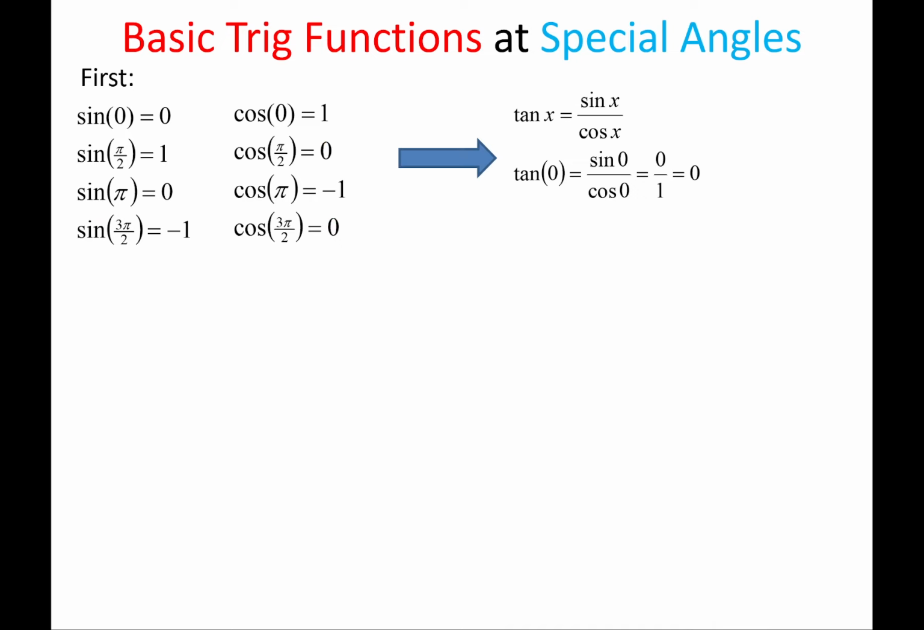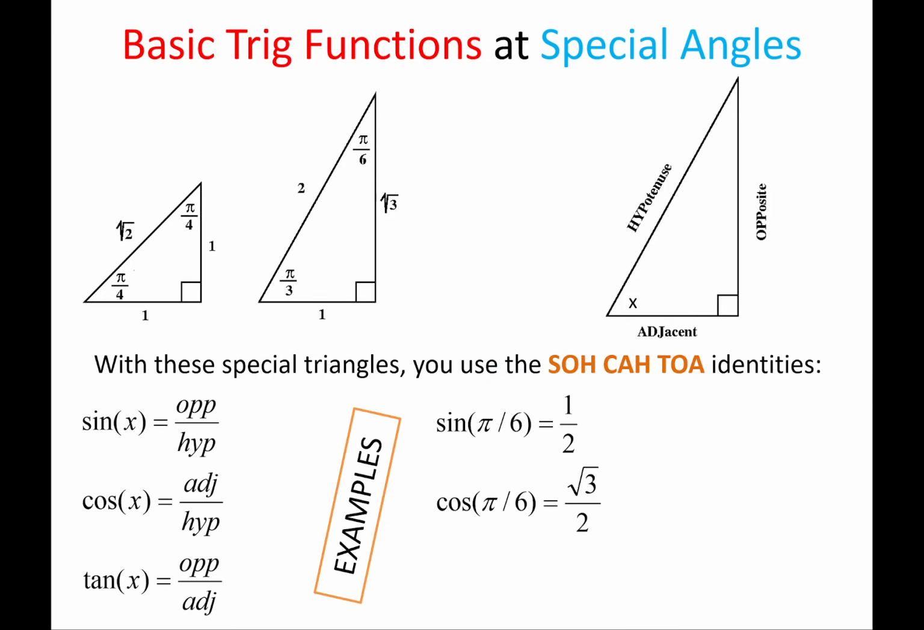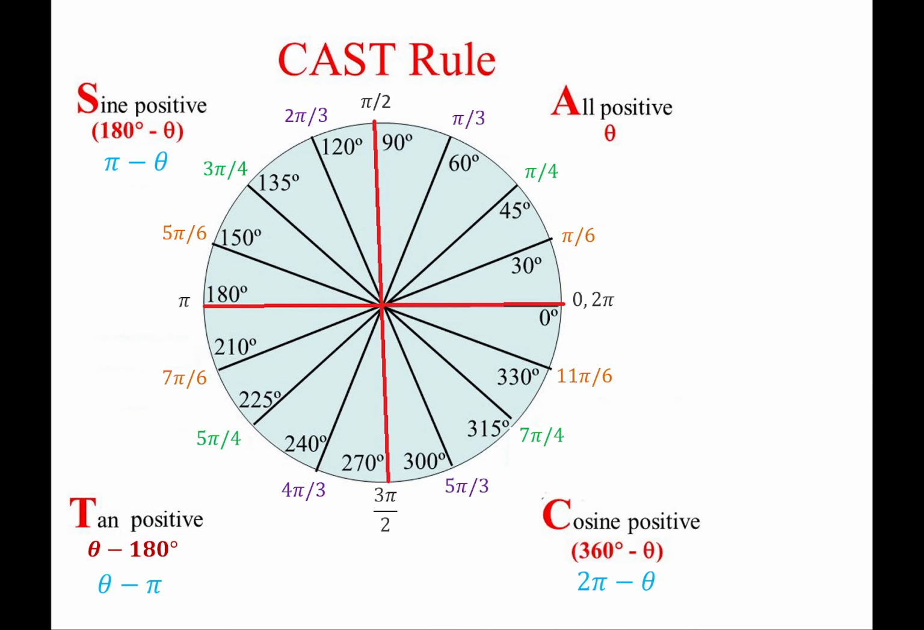Okay. So that's where the CAST rule comes from. It's a quick way to determine whether the output of a trig evaluation at an angle in a certain quadrant is going to be positive or negative. For convenience's sake, I've provided this diagram of different special angles on the unit circle. All the orange ones are special increments of pi over 6. All the green ones are special increments of pi over 4. And all the purple ones are special increments of pi over 3.